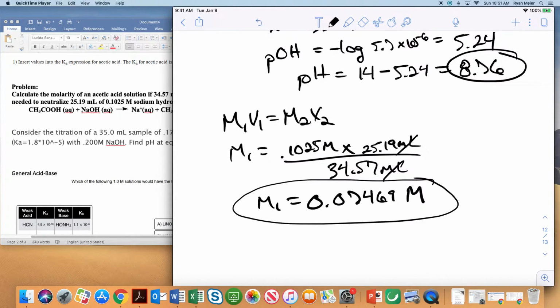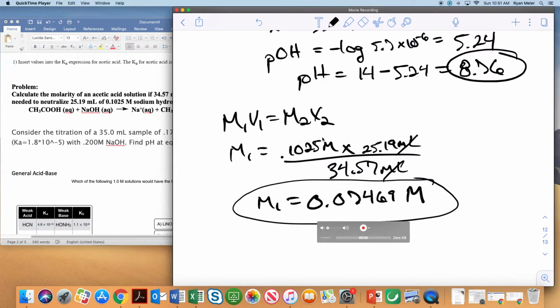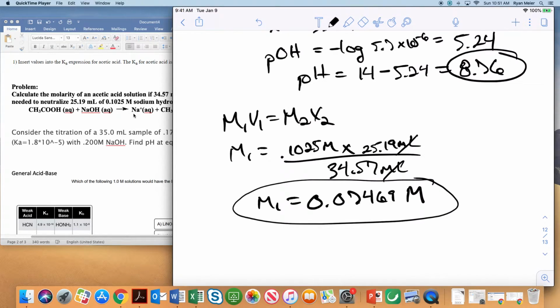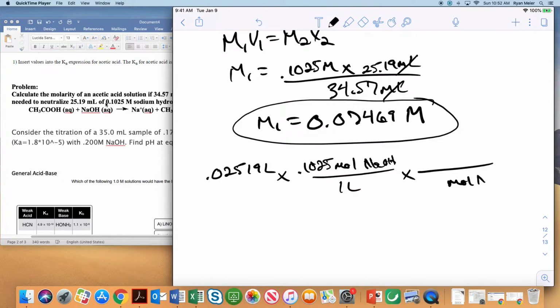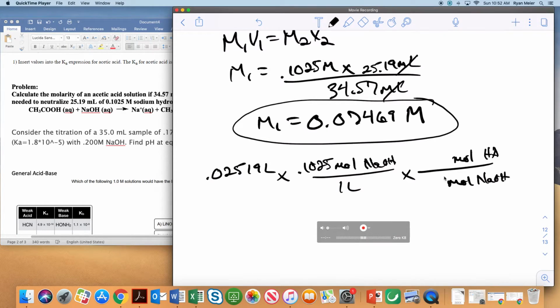If this was not a 1-to-1 ratio, instead of doing M1V1 equals M2V2, the alternative way of setting that up and working through it would be to start with your volume and concentration here. So I could say 0.02519 liters times 0.1025 moles of the sodium hydroxide over 1 liter. And then I can make a mole-to-mole ratio for the moles of my sodium hydroxide to the moles of my acid, which in this case was just the acetic acid. I'm just going to label it HA for short. And now I can make a mole-to-mole ratio. In our case, this was 1-to-1, right?